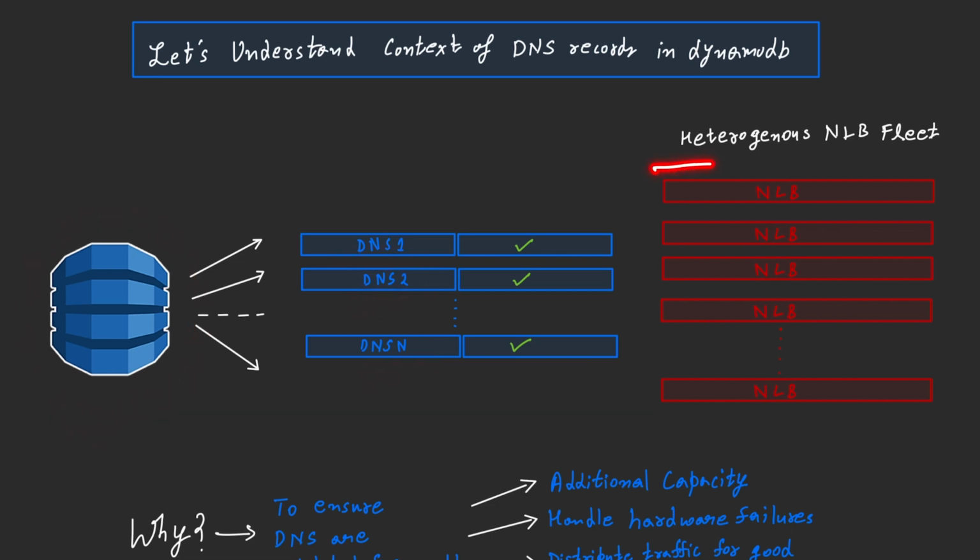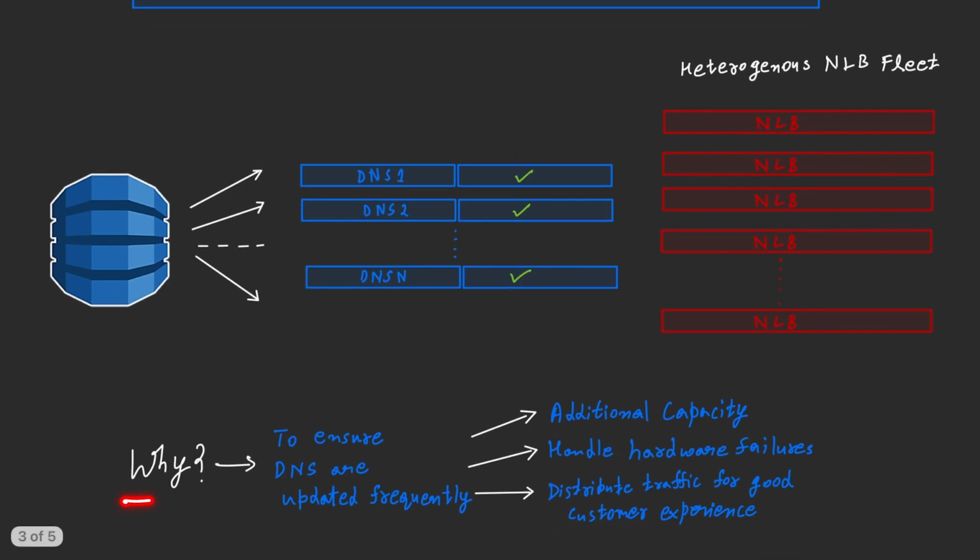DynamoDB handles a large NLB fleet. As you can see, there are thousands of load balancers which the DynamoDB architecture needs to manage, and for those load balancers, it needs DNS to identify them. First of all, why would DynamoDB need load balancers anyway? DynamoDB needs load balancers to ensure that additional capacity and hardware failures are handled, and to distribute traffic for a good customer experience.